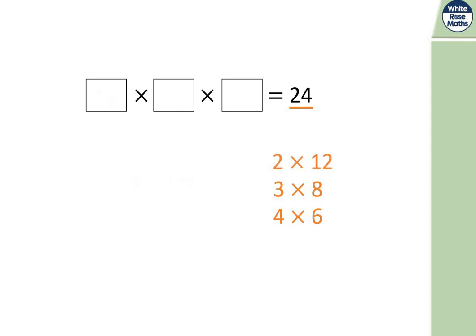You could then look at 2. You could say it would be 2, and then those 2 boxes would have to make 12. The product would be 12. So you could have 2 times 6. You could have 6 times 2. 4 times 3. And 3 times 4.